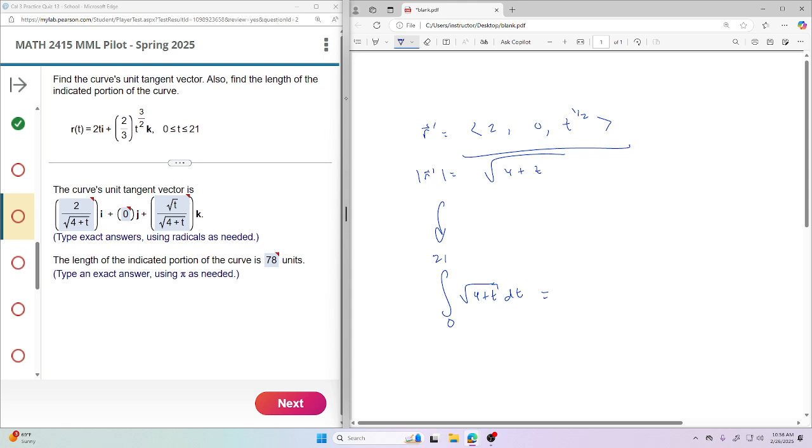So 1/2, we're going to have 3 halves, so 2/3, 4 plus t to the 3 halves from 0 to 21. When I plug in 21, we get 25. Square root of 25 is 5, to the third power is 125. And if I plug in 0, I get 2. 2 cubed is 8. And, well, there's my answer. I should probably just solve it since they have a nice clean number here.